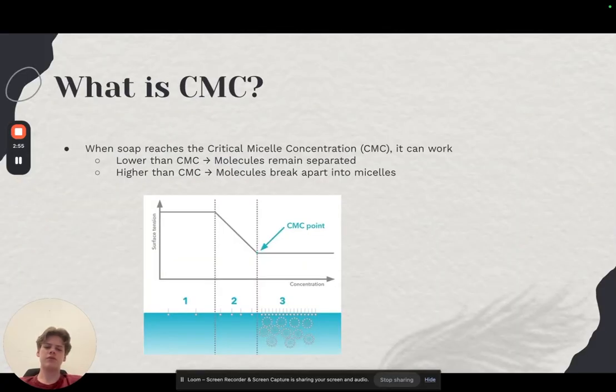Soap only begins to form structures once it reaches a certain concentration in water. This minimum concentration point is called the critical micelle concentration, or CMC. Anywhere below this level means that soap molecules mostly float separately. However, anywhere above this level means that the soap molecules arrange into spherical structures called micelles. And this is why using enough soap is important to get proper cleaning.